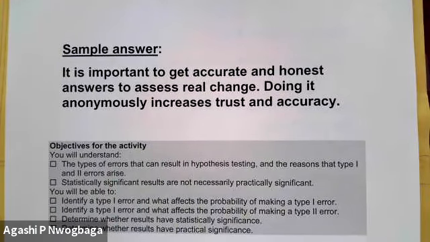Objectives of the activity. You will understand the types of errors that can result in hypothesis testing and the reasons that type 1 and type 2 errors arise. Statistically significant results are not necessarily practically significant. Let's say it again. Statistically significant results are not necessarily practically significant. You will be able to identify a type 1 error and what affects the probability of making a type 1 error.